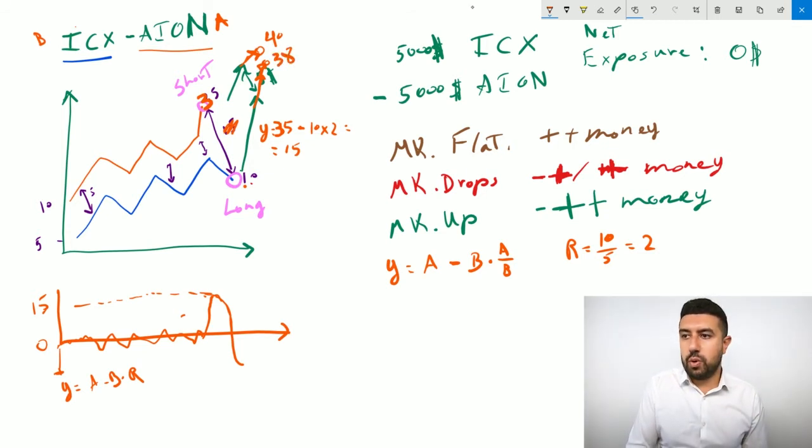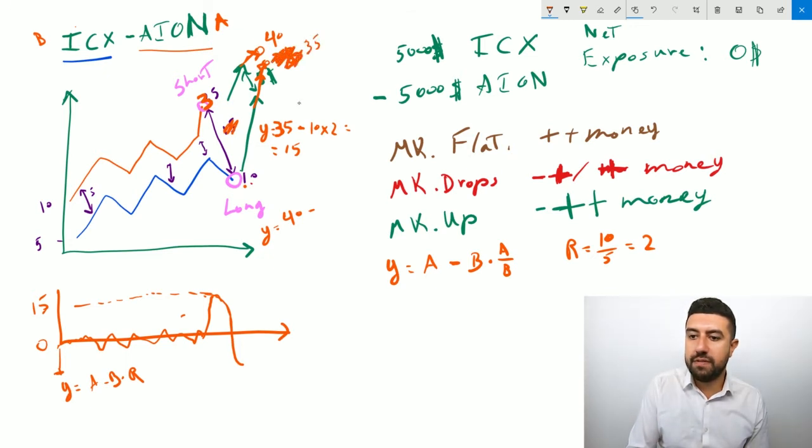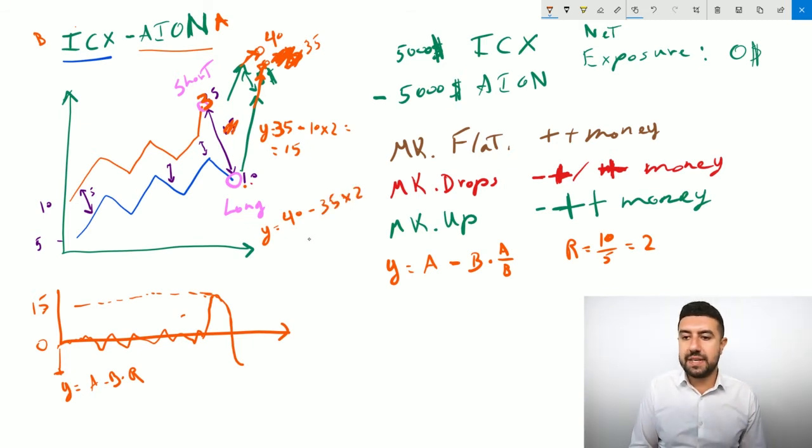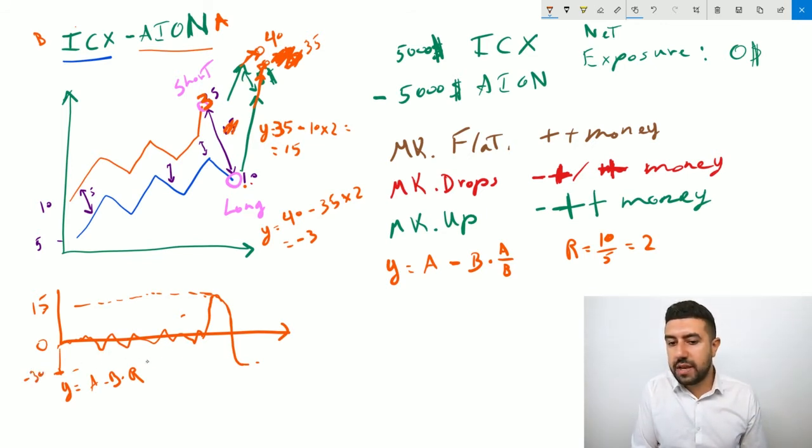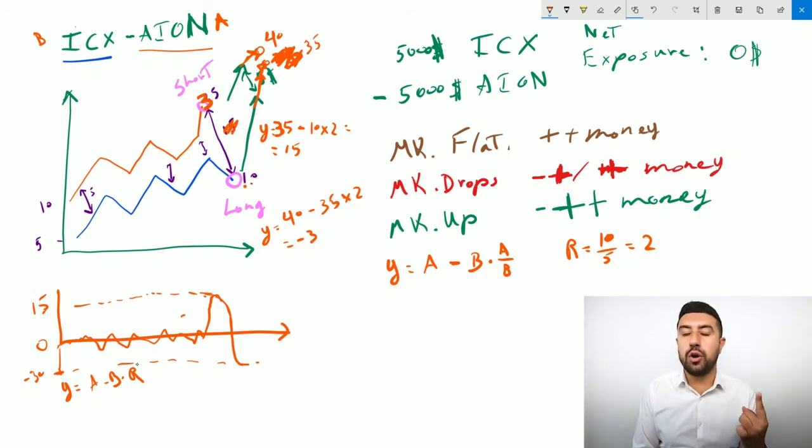Well, when I put this into the function, I have y equals 40 minus, and let me actually put 35. I'll put 35 here. 35 minus 35 times 2, so minus 70. And this gives me minus 30. So if the pair drops to minus 30 here, I'll see this on the chart and I'll be like, hey, this is too low. We're too converged. I have to long the pair.